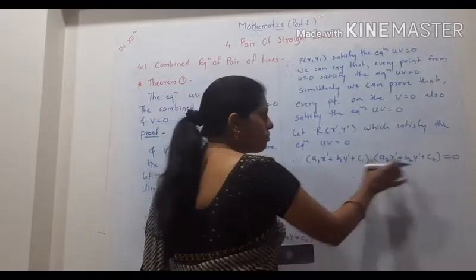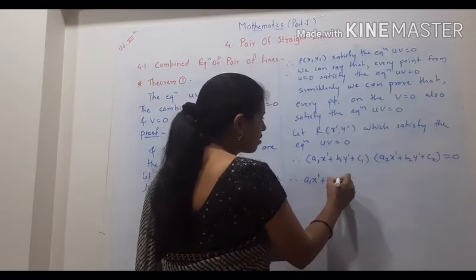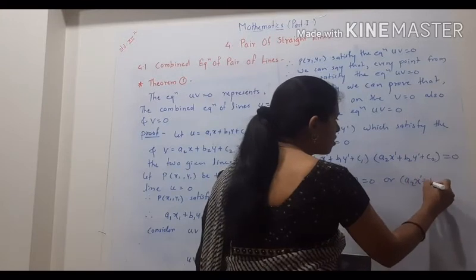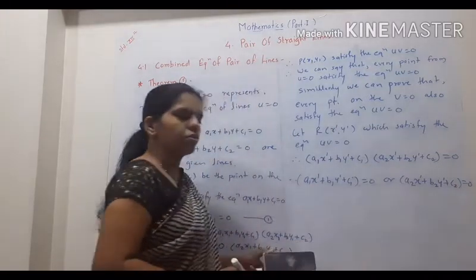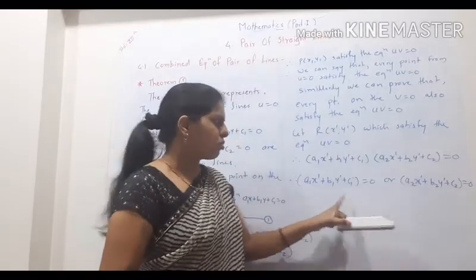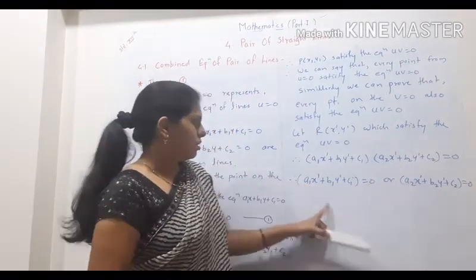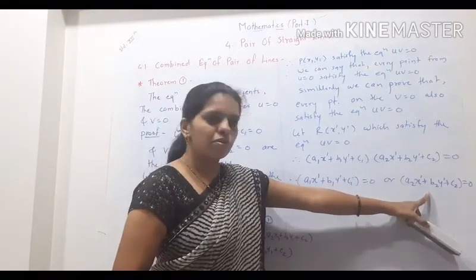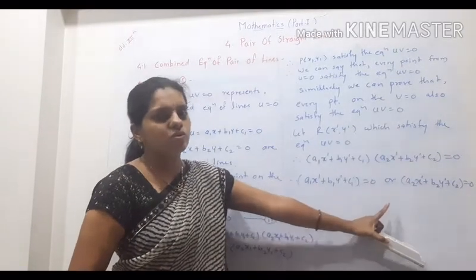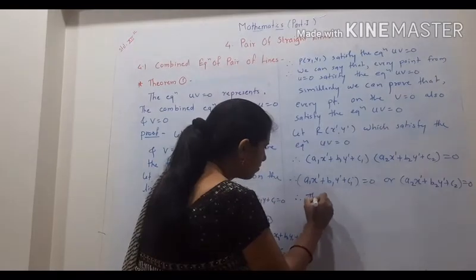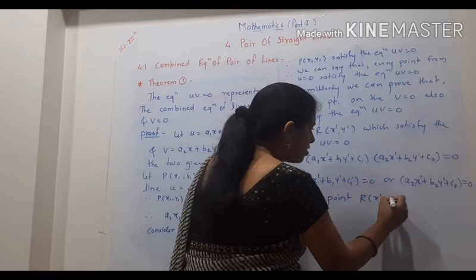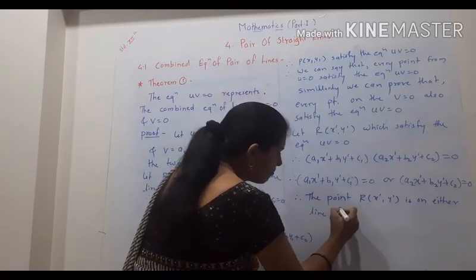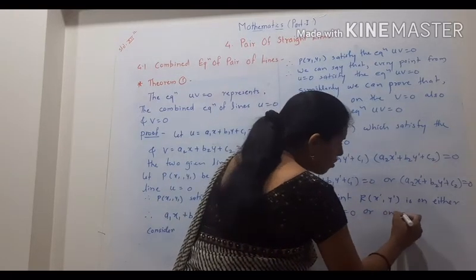But from this we can separate these two equations: a1 x' plus b1 y' plus c1 is equal to 0, or a2 x' plus b2 y' plus c2 is equal to 0. And these are the equations of the lines u is equal to 0 and v is equal to 0. This means that the point R (x', y') satisfies the equation u is equal to 0 or v is equal to 0. This means that R is on the line u is equal to 0 or v is equal to 0. Therefore, the point R (x', y') is on either line u is equal to 0 or on v is equal to 0.